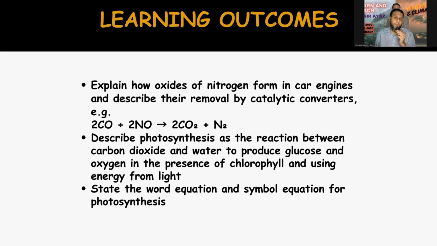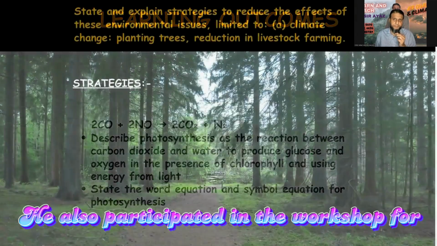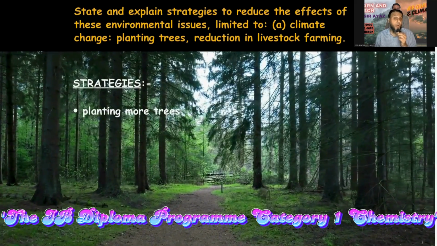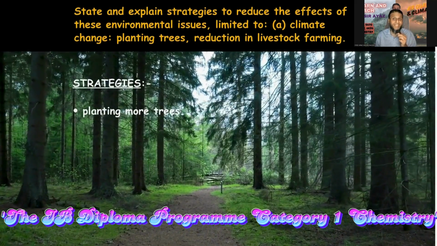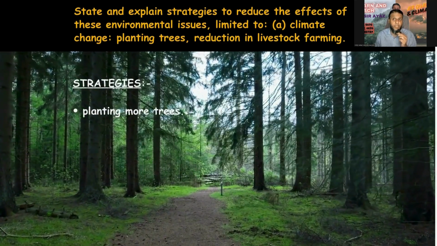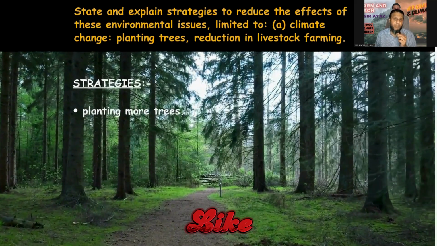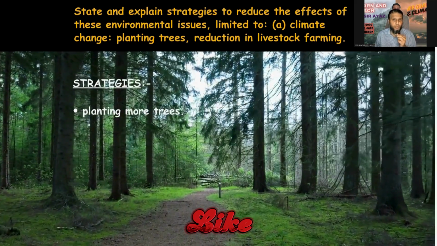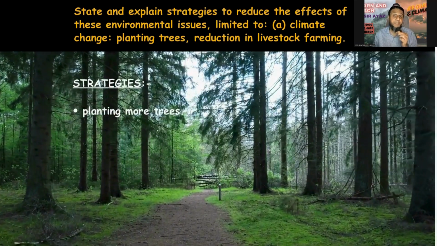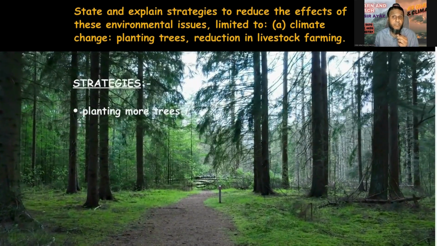Trees absorb carbon dioxide, CO2, during photosynthesis, reducing greenhouse gases. They release oxygen, O2, which is essential for respiration in humans and animals. Photosynthesis in trees helps maintain the atmospheric balance of CO2 and O2. Trees act as carbon sinks, helping to combat global warming and climate change.